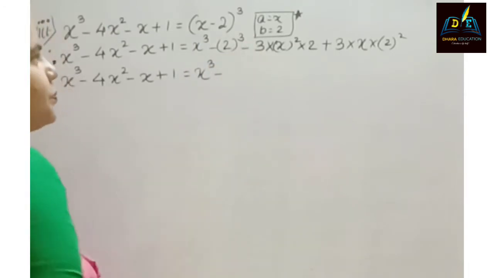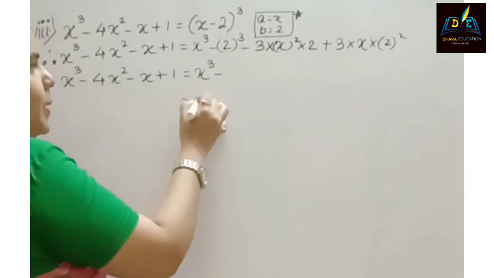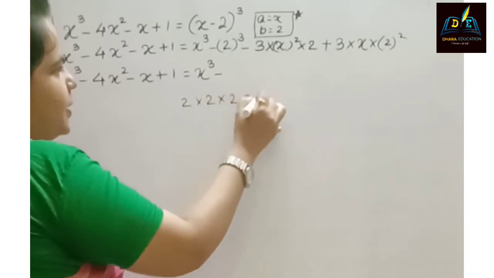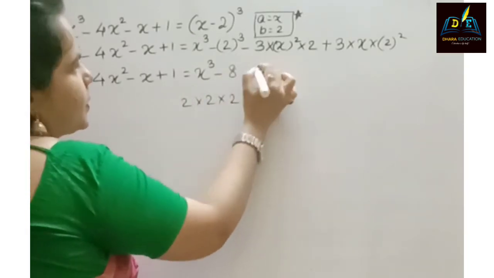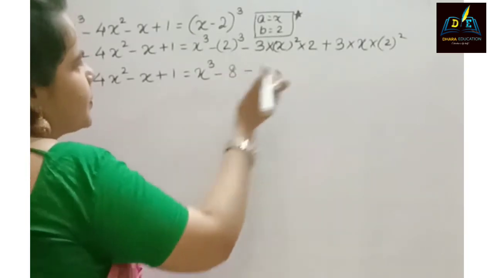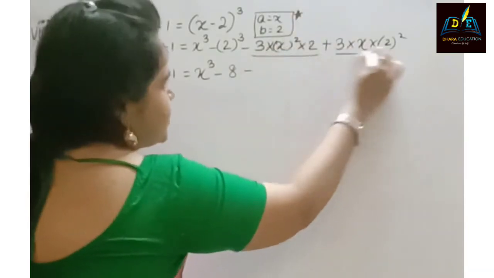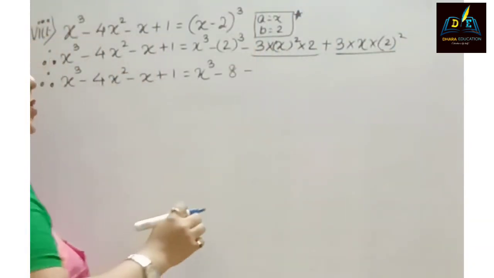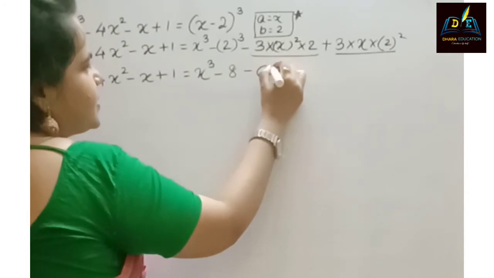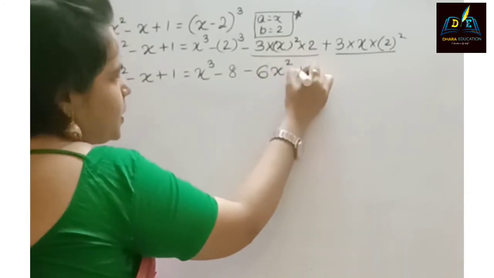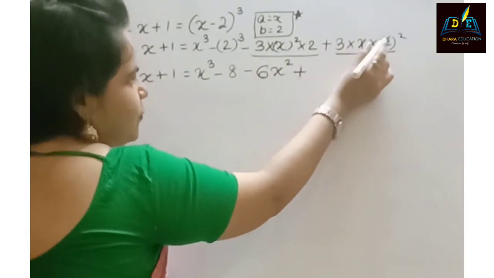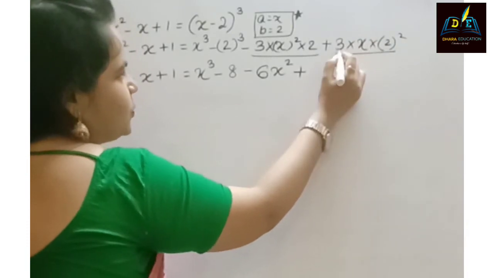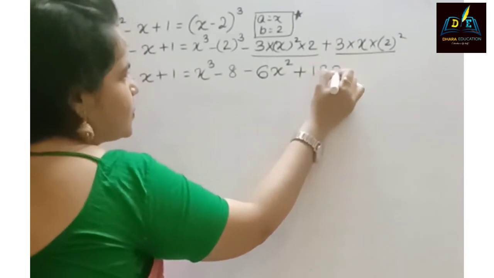2 the whole cube means what? 2 multiplied by 2 multiplied by 2 gives you 8. Minus, we have to calculate these two terms. So it is 6x square plus 2 2s are 4. It means 4 3s are 12x.